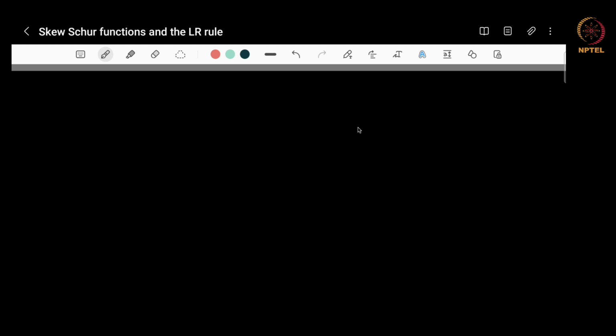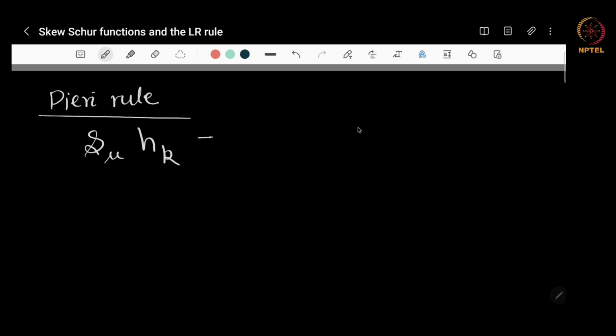Schur functions seem good enough, but these actually appear naturally. They already made an appearance when we talked about the Pieri rule. Let me recall what the Pieri rule said. It was a rule for multiplying a Schur function with a homogeneous symmetric function. So if I wanted to multiply the Schur function s_mu with the complete homogeneous symmetric function h_k, then the answer is of the following form.